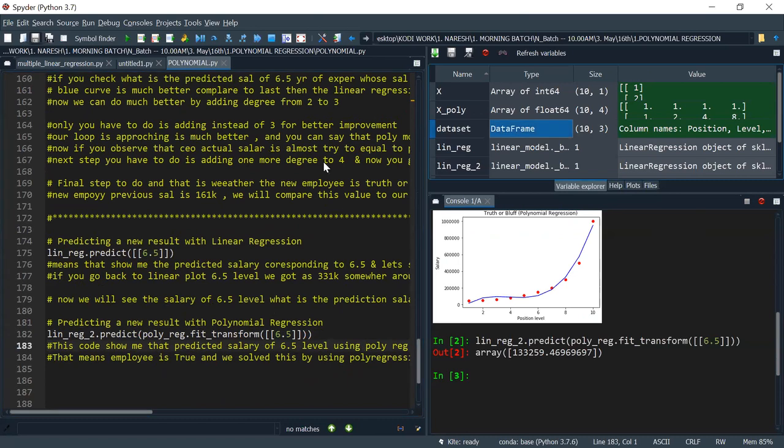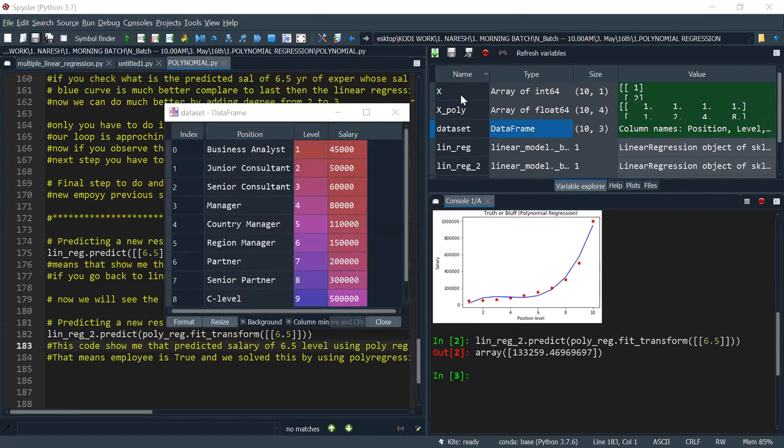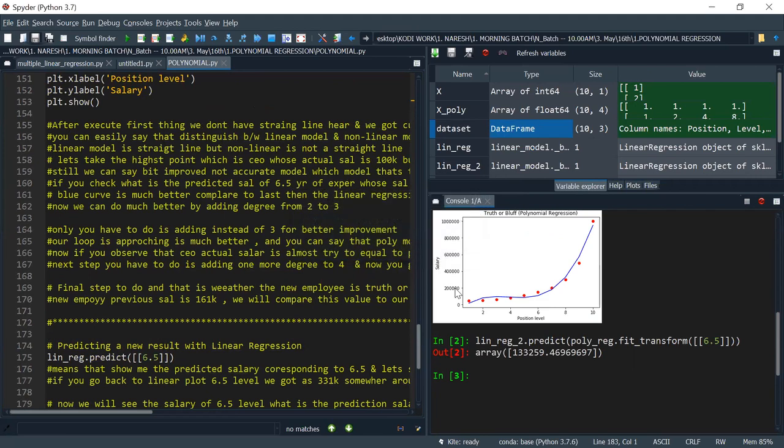133. No, still very bad, isn't it? 133. Nobody will come for an interview. Agree or not, guys? Online team, do you understand? Washim? Everyone? Yes. Now, still it's not convincing. What is the next step? The next step is to again increase the degree. So let's restart the kernel.